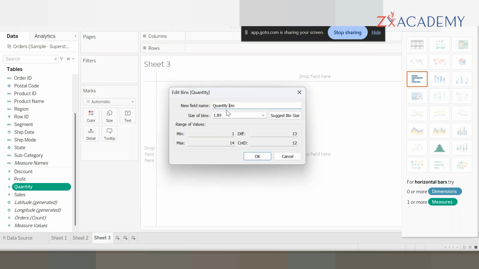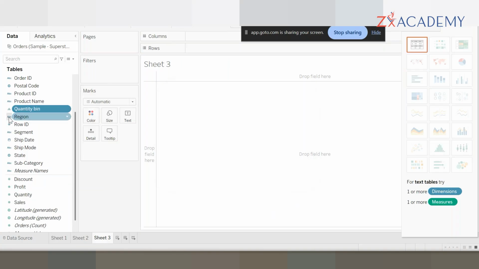Before we say okay, you can see the minimum quantity is 1 and the maximum is 14. The bin size is being created with a difference of 1.8, which the machine automatically gives. I say no, I want the size of the bin to be 1. I want to create a bin of size 1, so quantity 1, then 1 plus 1 is 2, quantity 3, quantity 4, with a difference of 1.0. So I'll say okay.